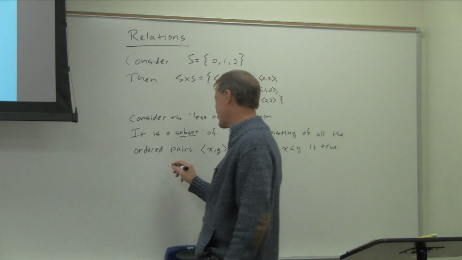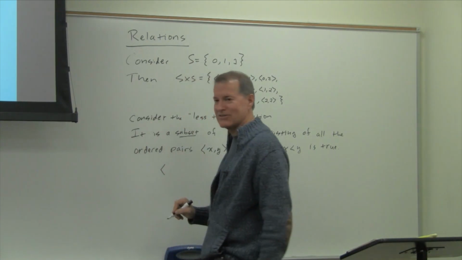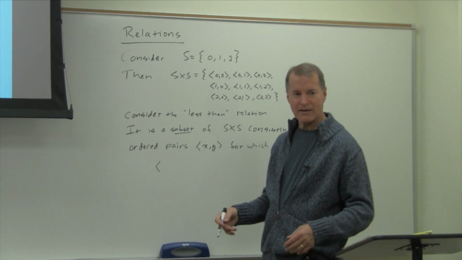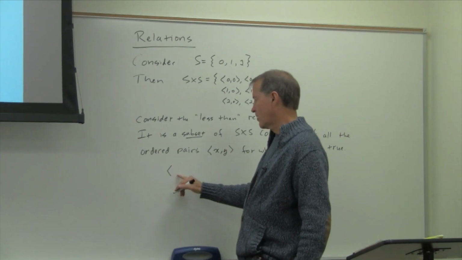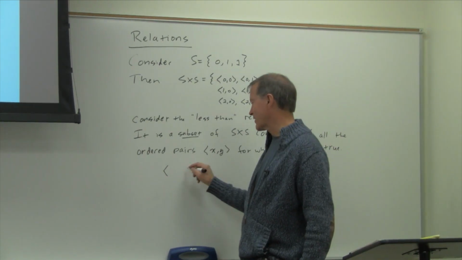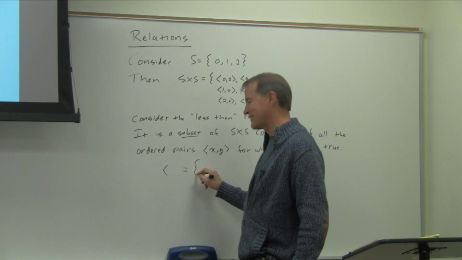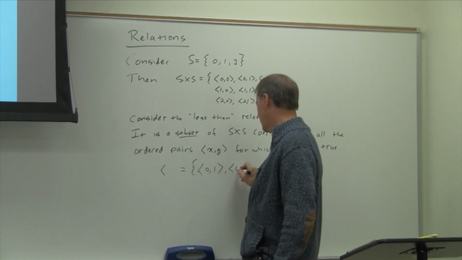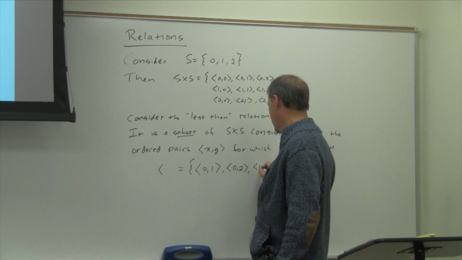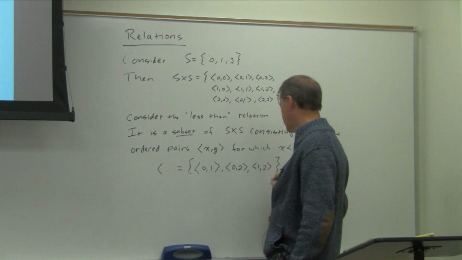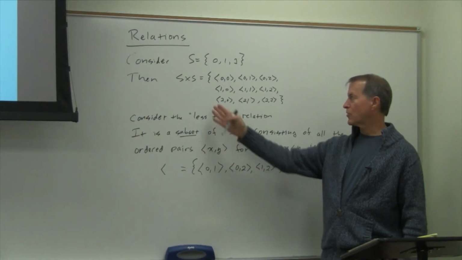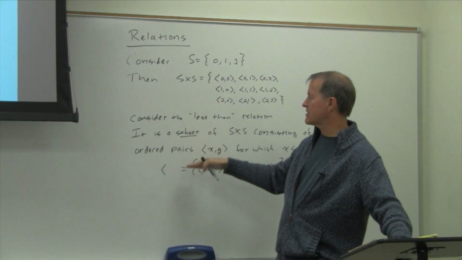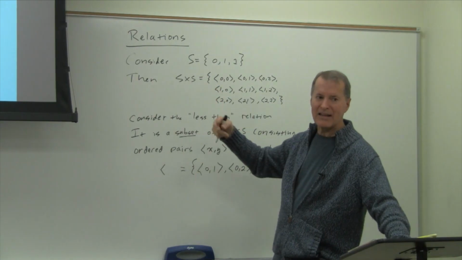Okay, so here we're going to write this. Less than, and also greater than, less than or equal, any one of those. Binary infix operator. So this less than relation is equal to what set? You just named them: 0, 1, 0, 2, and 1, 2. This is the less than relation over the set S cross S. Actually, we normally abbreviate this and say this is the less than relation over S, and we mean S cross S.